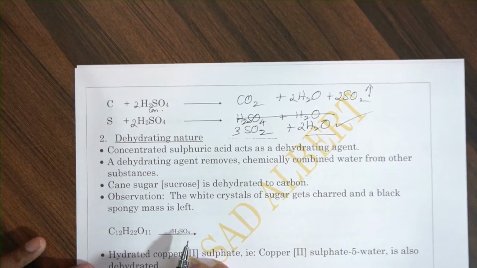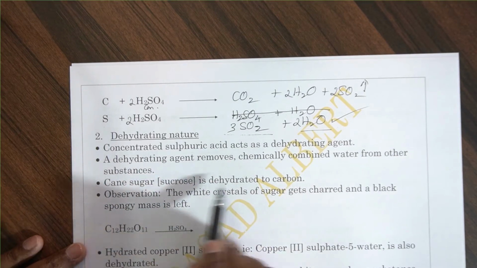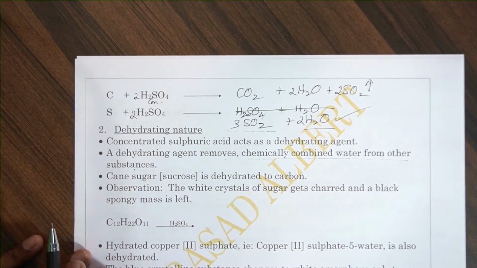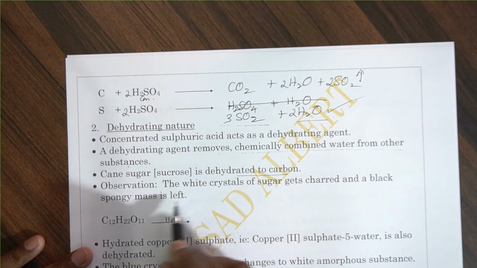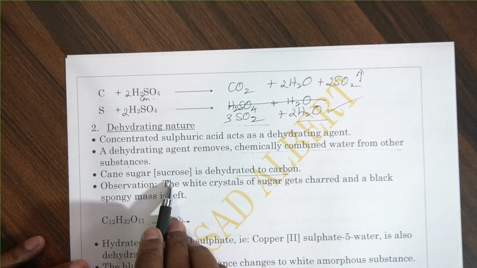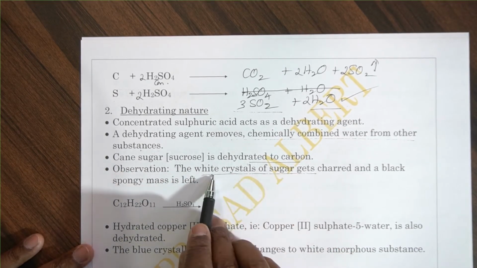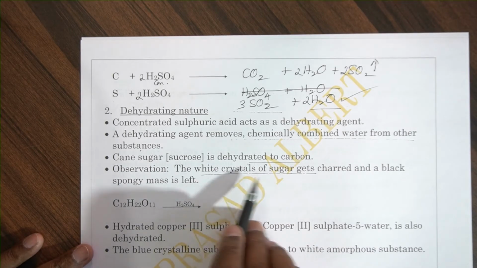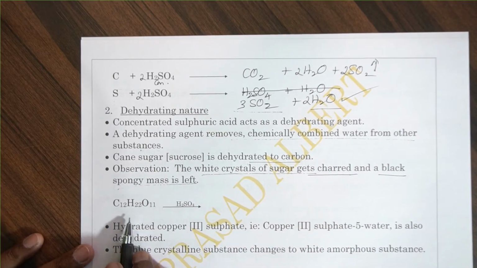Then we have dehydrating reactions. The reactions where concentrated sulfuric acid removes chemically combined water. A dehydrating agent removes chemically combined water from other substances. So in this reaction we can see cane sugar. For example, sucrose is dehydrated to carbon, and we also have copper sulfate being dehydrated. So the first one, cane sugar, otherwise chemically known as sucrose, is dehydrated. The white crystals of sugar, the common sugar that we use at home, known as sucrose or cane sugar, get charred and a black spongy mass is left behind.